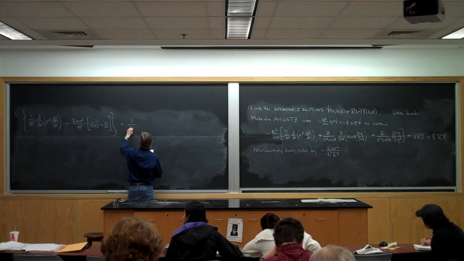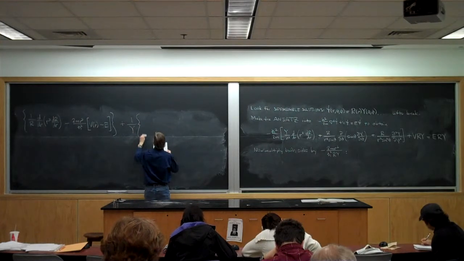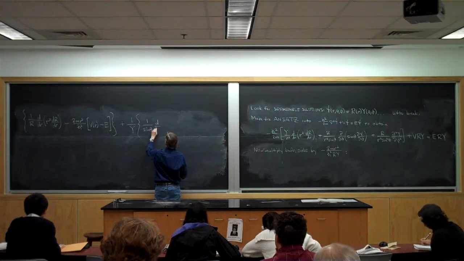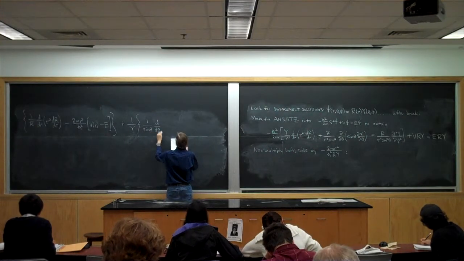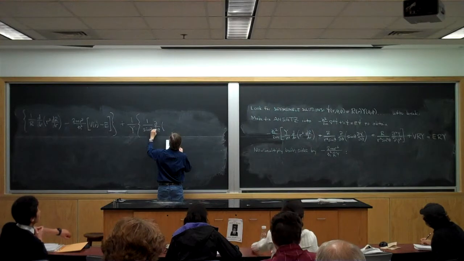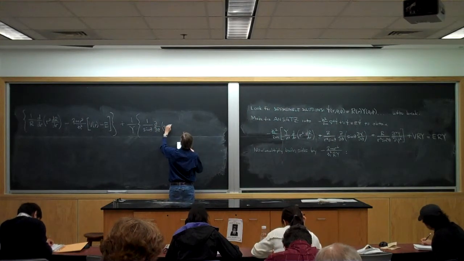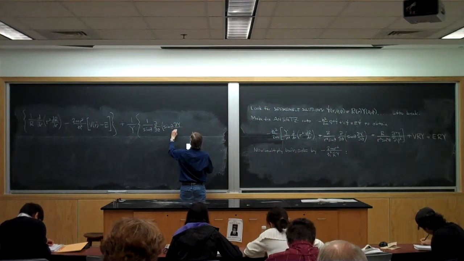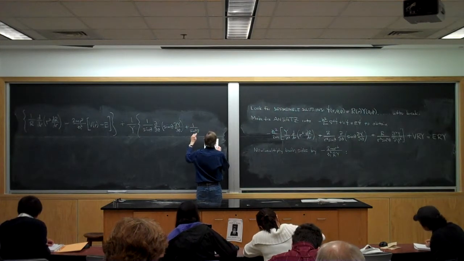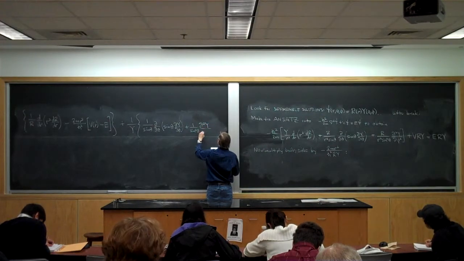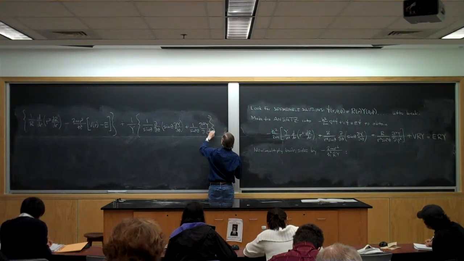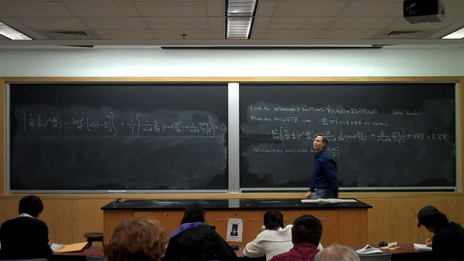plus 1 over capital Y, curly brace, 1 over sine theta, partial with respect to theta of sine theta dY/d theta plus 1 over sine squared theta, second partial of Y with respect to phi, close big curly brace, equals 0. So I took the E term over to the other side.